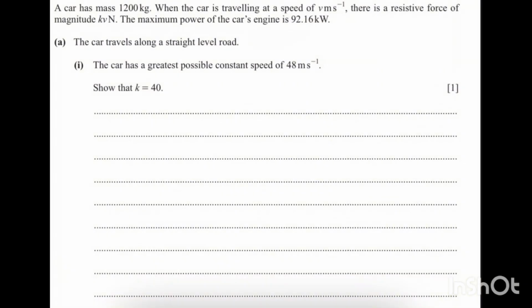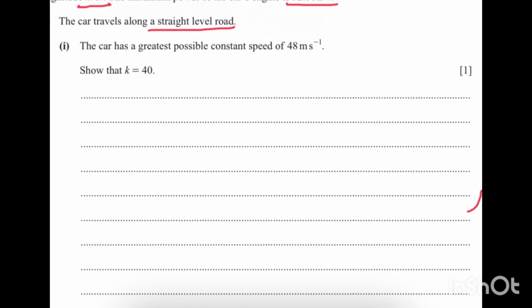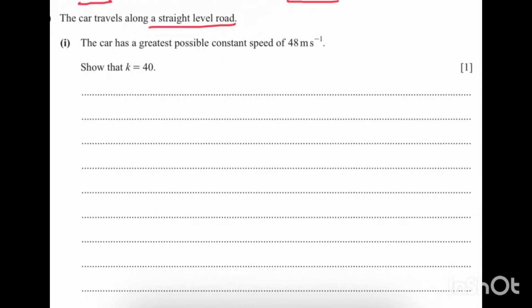Question number 7 is: a car has mass 1200 kg. When the car is traveling at a speed of v meters per second, there is a resistive force of magnitude kv newtons. The maximum power of the car's engine is 92.16 kilowatts. For part A, the car travels along a straight level road, and in part I of part A, the car has a greatest possible constant speed of 48 meters per second. Show that k is equal to 40.